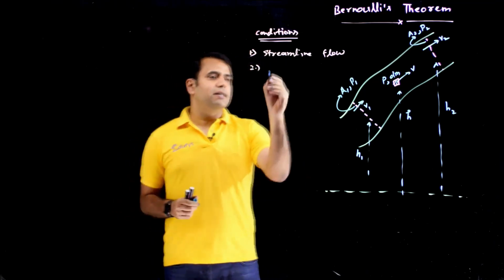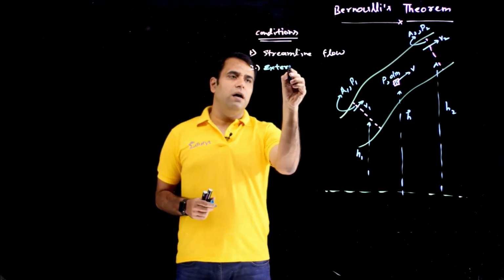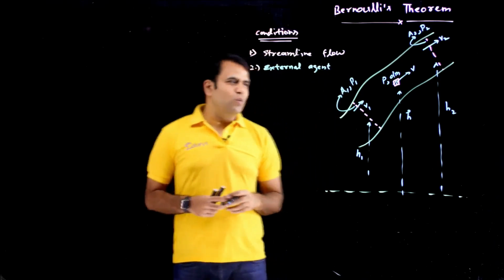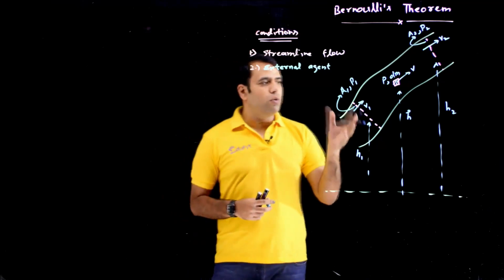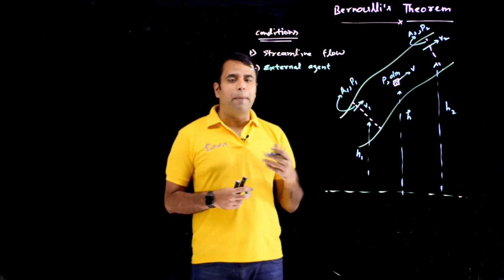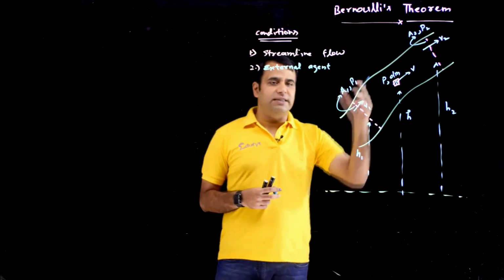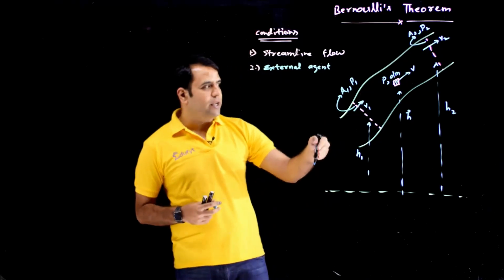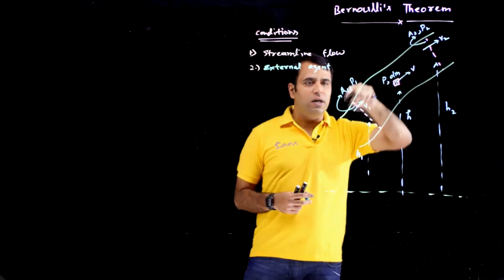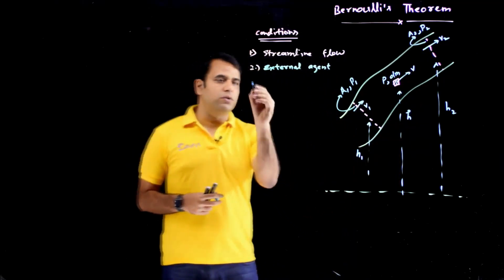The second condition is regarding the external agent. What is the external agent? Actually, there is no person who will be going inside. External agent in case of fluid means a pump kind of instrument. There should not be any external instrument operating within this test volume. There can be external instruments operating here and there, but pump kind of instruments should not be within our test volume.